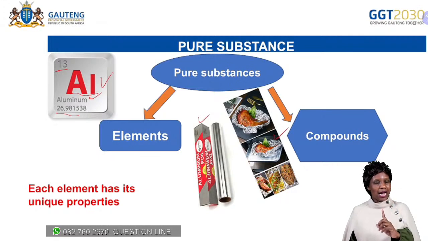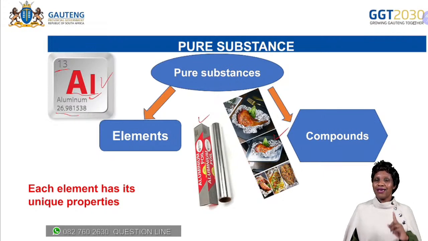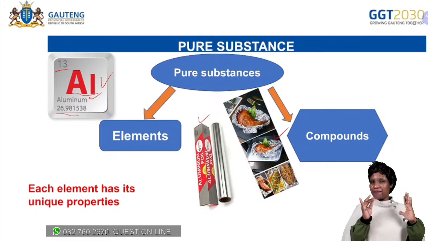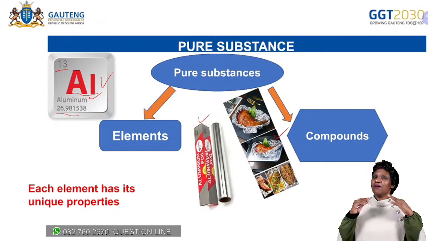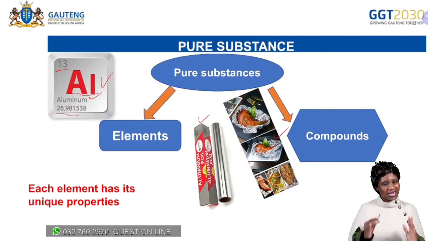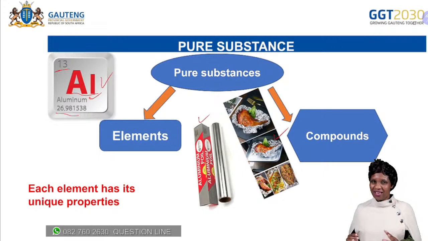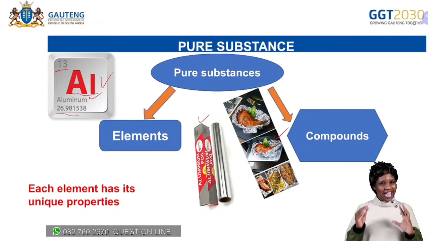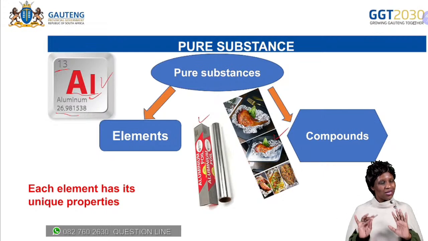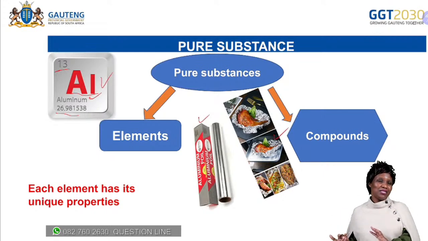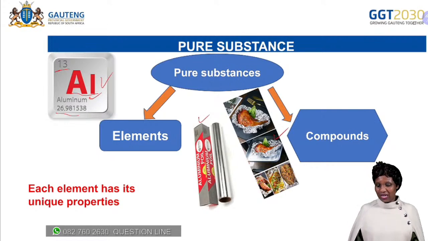And remember, each element has its unique properties. Each element is unique. Do you get it? That's why they've got the different atomic numbers, atomic mass, and a chemical symbol and its name. They are unique. They are not the same as the other elements. Each element is unique. Do you get that? Good. Let's move on.